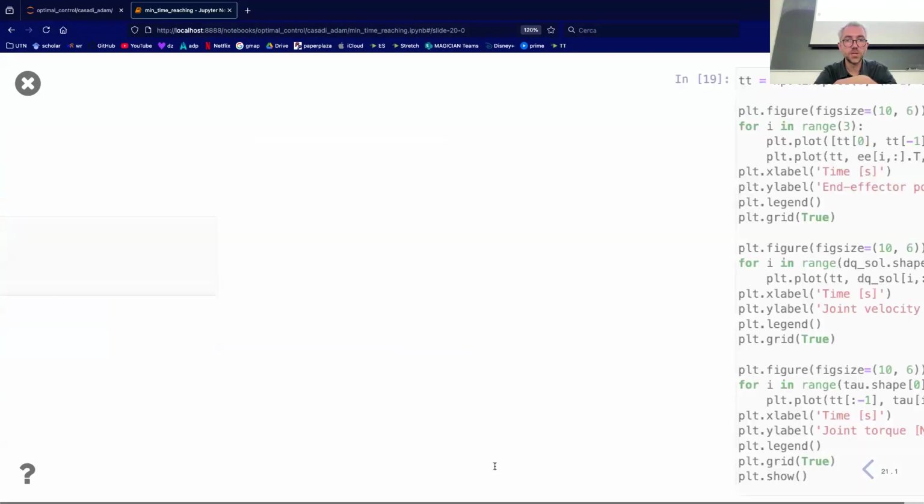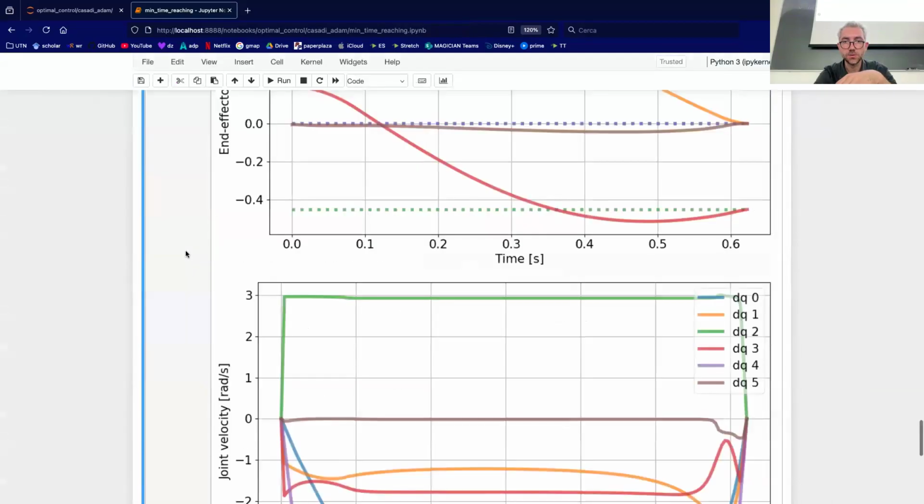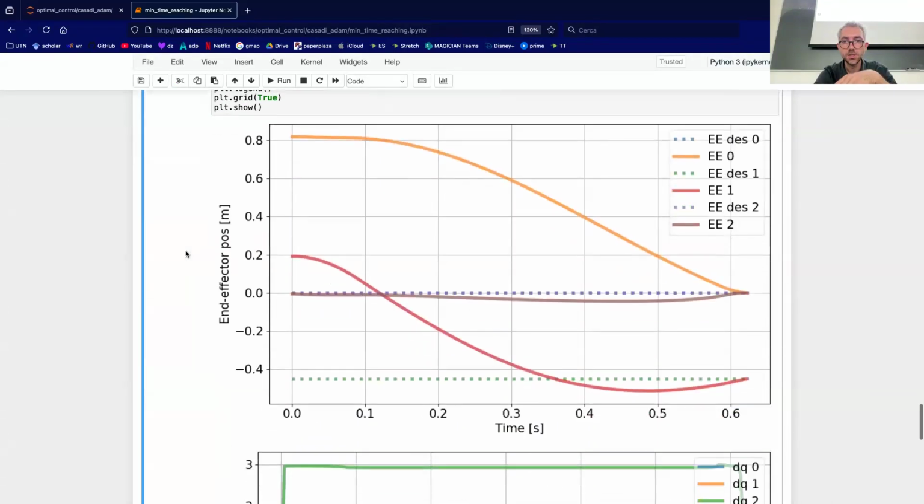Now we can do some plots. It's better to go here to see the plots. So this is a plot of the end effector trajectory. Well, nothing special to see there. We can just see that it reaches the target.